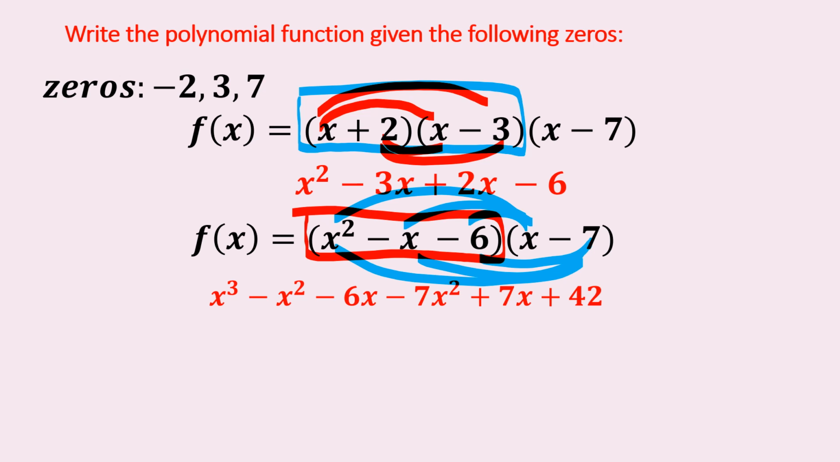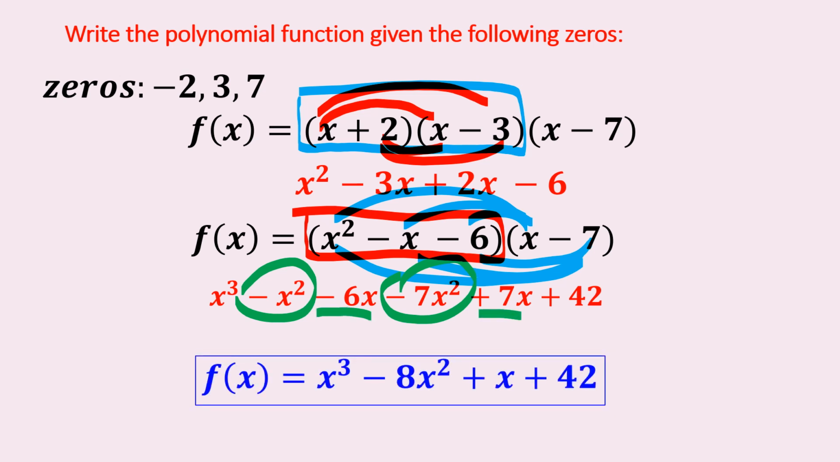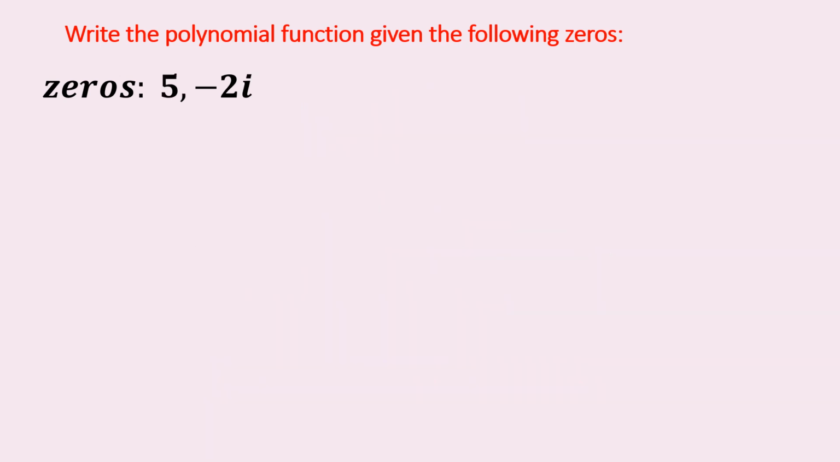And lastly, we want to combine any like terms. So I see like terms here, 2x squareds. I see x's. And we put those together, we get our polynomial. So you can see these are pretty straightforward.